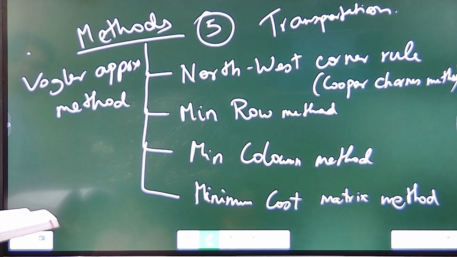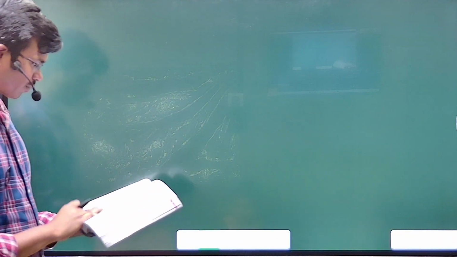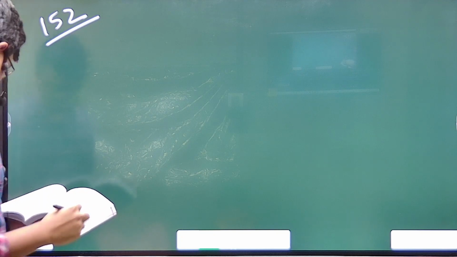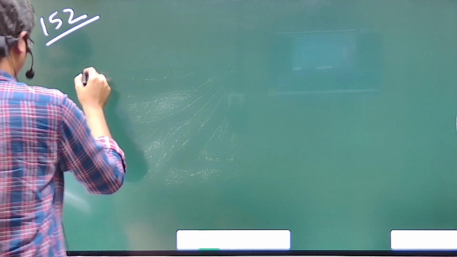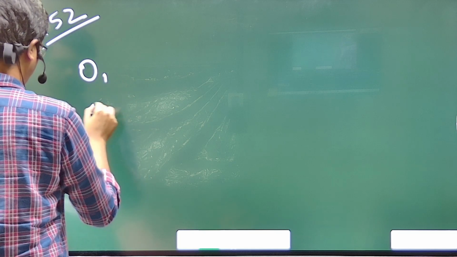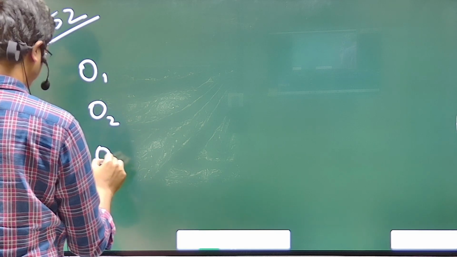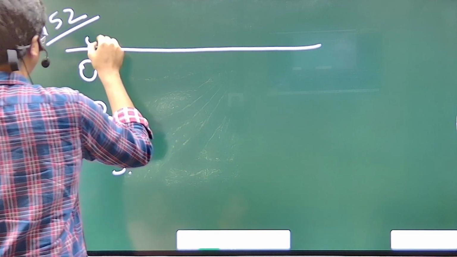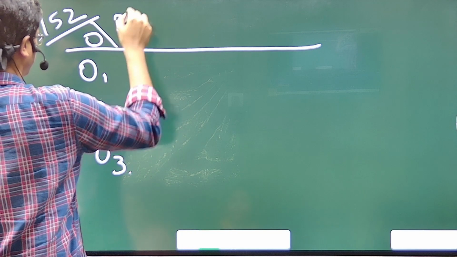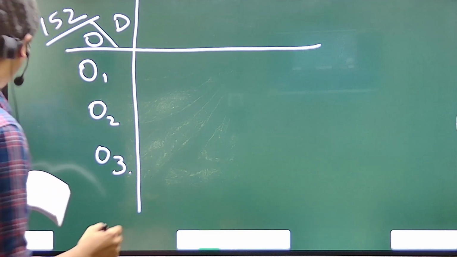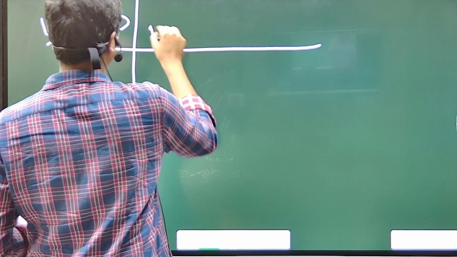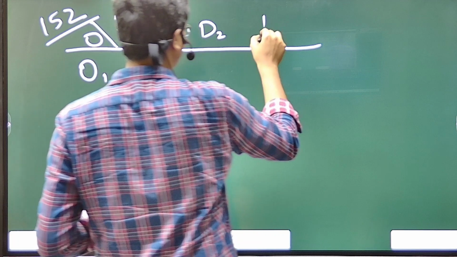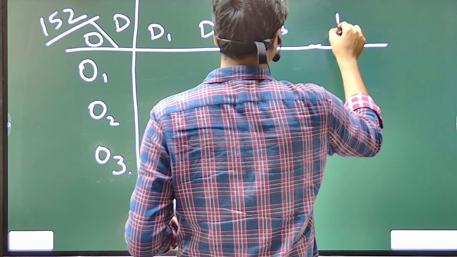So I will explain these methods with the help of a problem. He has given you a problem here, Example number 2 on page number 152. You have 3 factories, O1, O2 and O3. This is for our understanding. O will be your origin and D will be your destination. And you have 4 destinations, D1, D2, D3, D4.